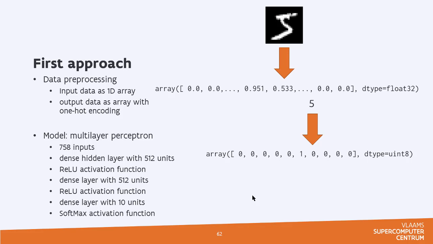So each of these 10 units represents a specific digit, and we use as activation function a softmax to ensure that we get a probability distribution over each of the potential outputs of that unit, so basically over each of the 10 possible digits.